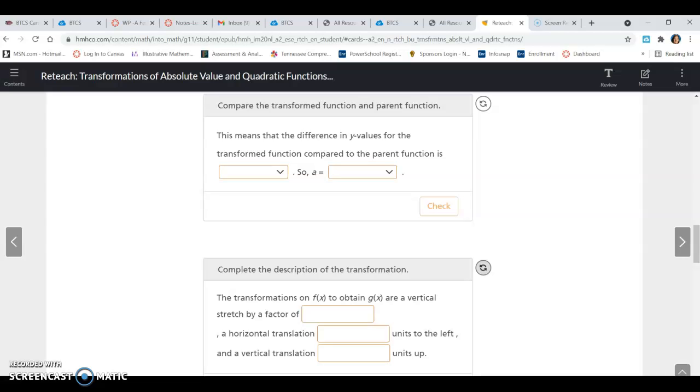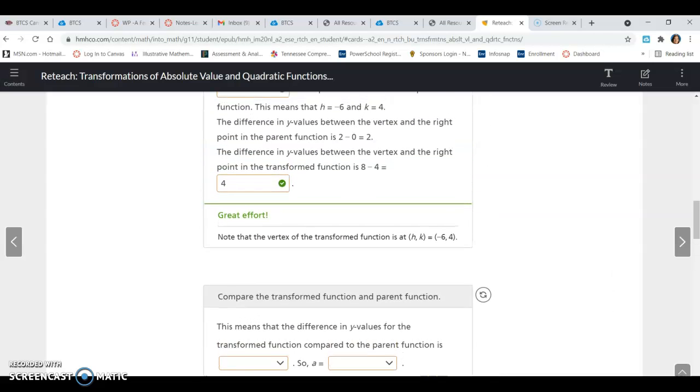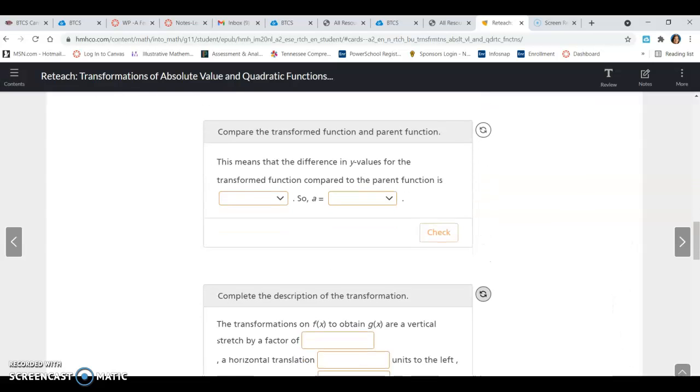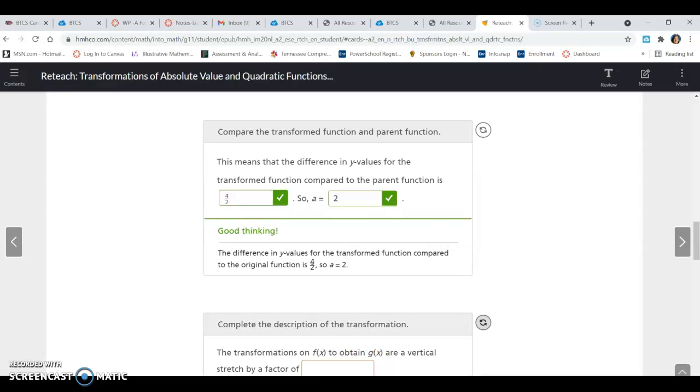All right, this means the difference in y values for the transform function compared to the parent function is, and we did just say that's the difference in 4, and that would be the difference of 4 over 2, and 4 divided by 2 is simply 2.